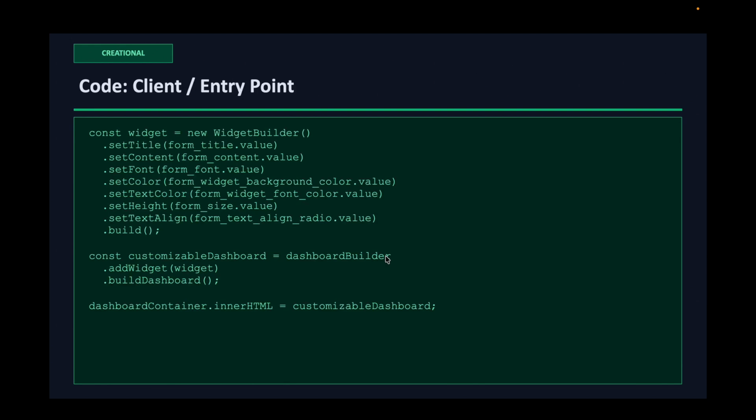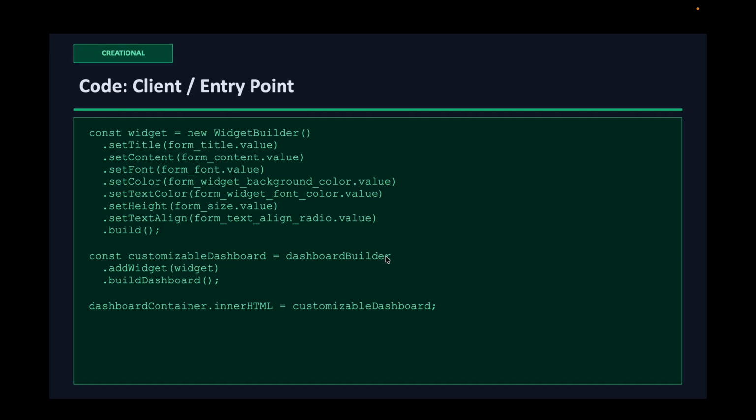And here we have the index TypeScript, where it all comes together. When a user submits the form, we read every single field and pipe those values directly into the fluent builder chain. We create a new widget builder. Then we set the title to the form title, set content to the form content, all the way down, and then we build it. That single expression constructs the complete widget.